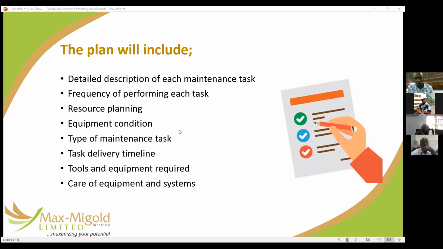Then what is the frequency of performing each of those tasks? Then if I am about to perform that task, what are the resources that I need? In terms of manpower, do I need one single technician to carry out that maintenance? Do I need two technicians? Do I need three? Do I need four technical staff? Does it even require me bringing in the supervisor?